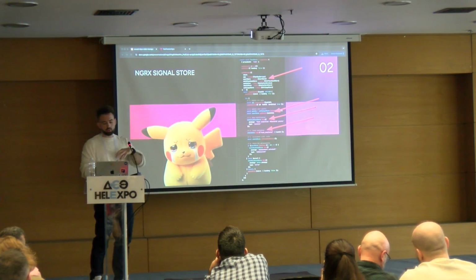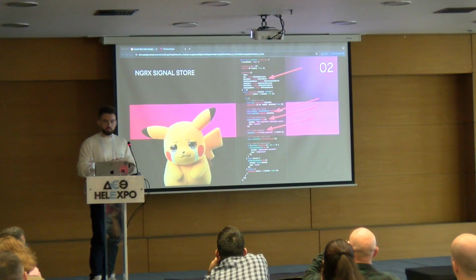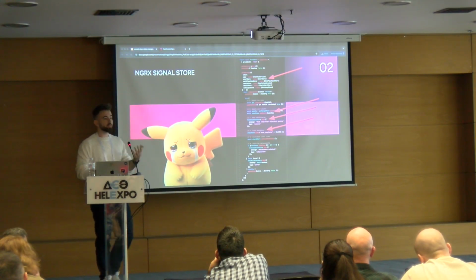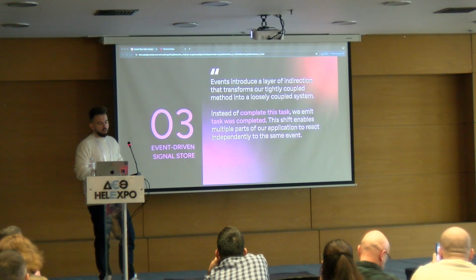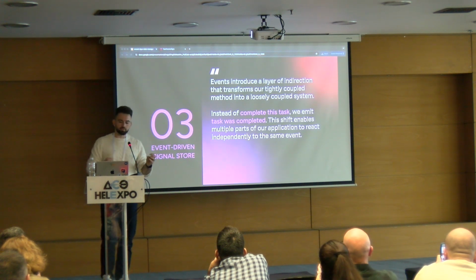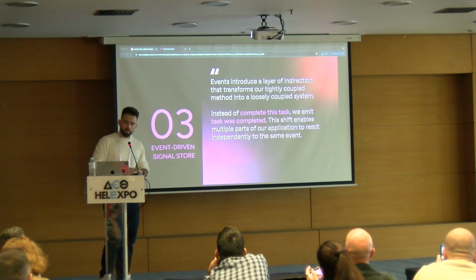So we managed to separate user interface and state, but we have created tight coupling between stores. Now we need a way for features to coordinate without knowing about each other. And this is where events come into play. Event-driven architecture is a different way of thinking about our application flow. Instead of components and stores calling each other directly, they communicate through events.